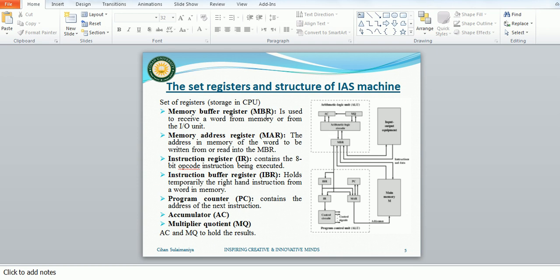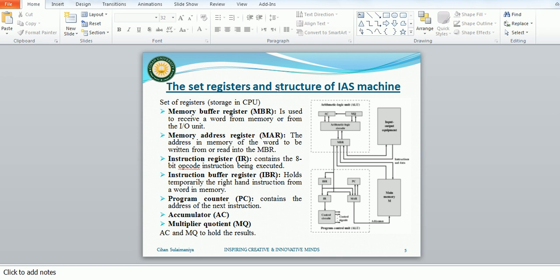What is MBR? MBR is memory buffer register. You do need to memorize it. MAR, what is MAR? This is MAR, the memory addressing register. IBR, what is IBR? This is the instruction buffer register. What is the PC? Here is PC, the program counter. So I will not ask you what each register does.